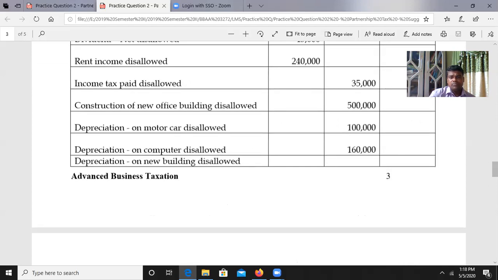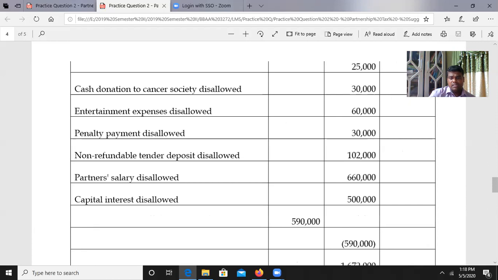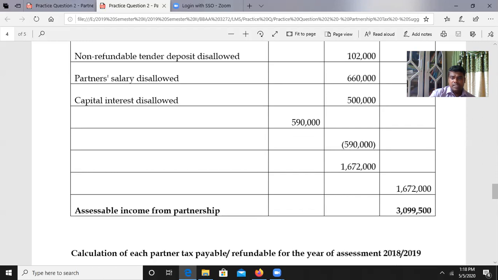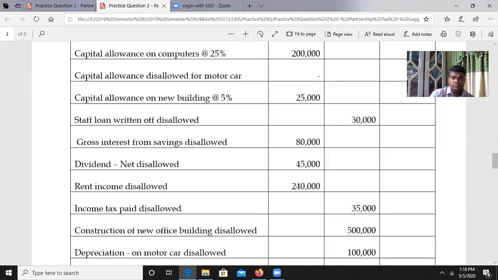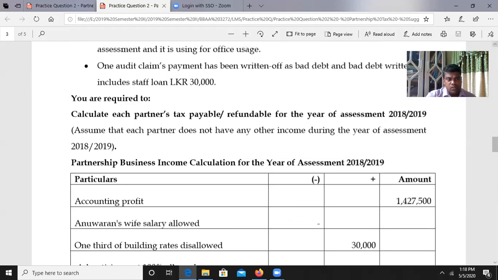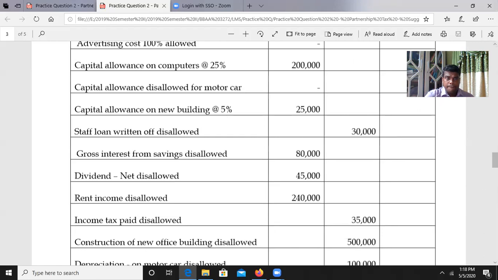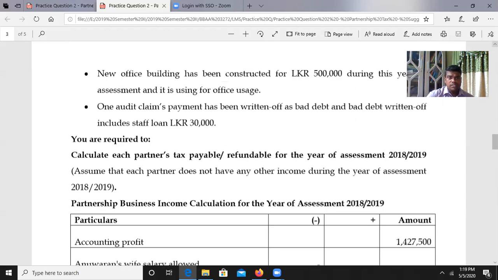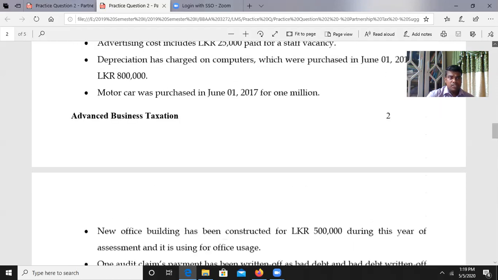So you can see that in this calculation, the staff loan written off is disallowed. That's why I added 30,000 with the accounting profit. And I hope that we completed all the notes. So we completed all the notes.